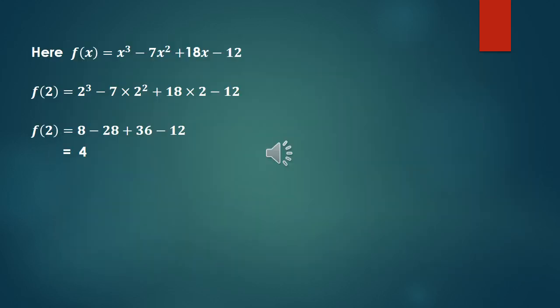One more additional question: f of x equal to x raised to 3 minus 7x square plus 18x minus 12. In the question, hence calculate the value of f at x equal to 2. Then you directly substitute x equal to 2. That is f of 2 is equal to 2 raised to 3 minus 7 into 2 square plus 18 into 2 minus 12. Calculating and rearranging, f of 2 is equal to 4.